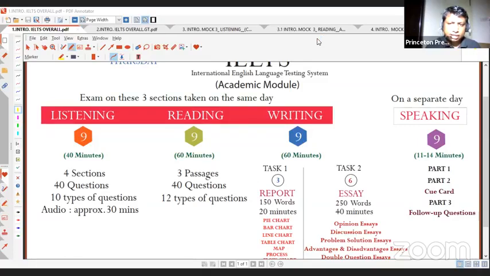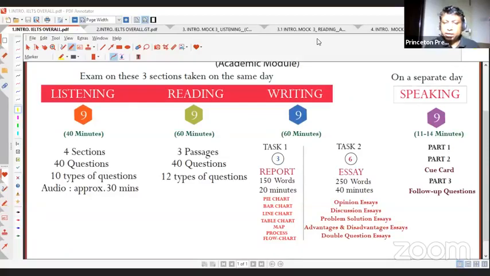Okay, what about the writing? Then comes the writing. In the academic module, there will be 2 tasks, task 1 and task 2. In task 1, for the academic module, you'll have to write a report, 150 words, that's a minimum. And you are expected to spend 30 minutes. It could be a pie chart, it could be a bar chart. You could be given any of these: pie chart, bar chart, line chart, table chart, map, process diagram, or flow chart.